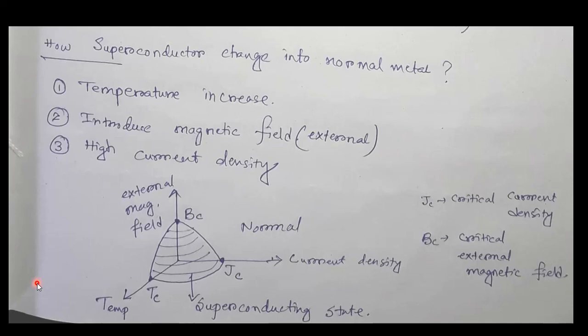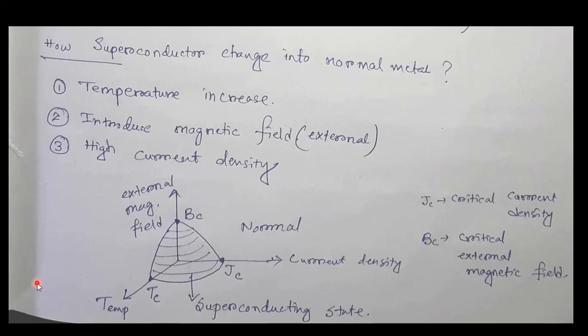This superconductor can be converted into a simple conductor by three processes. How? Increasing the temperature above the critical temperature, it behaves like a normal metal. You can also introduce a magnetic field. If you introduce an external magnetic field, then the superconductor also changes into a normal metal, even within the critical temperature region.